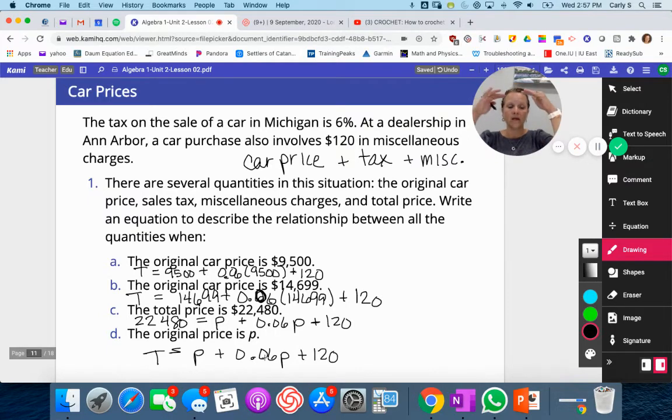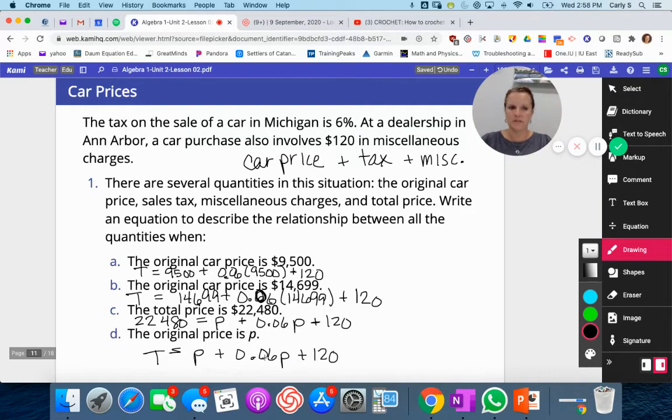Okay, so again, we went from knowing everything to, like, we knew all of the details in A, and in B we knew all the details again. In C, we didn't know the original purchase price of the car. And in D, we didn't know anything except sales tax.